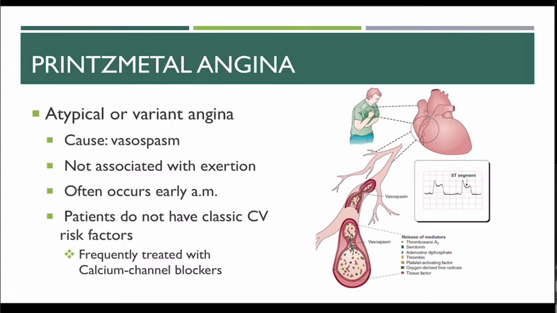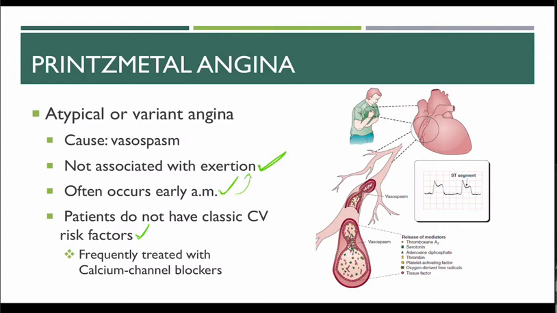So the coronary vessels have smooth muscle in them. If the smooth muscle spasms, it will constrict down on the vessel and reduce blood flow and cause chest pain. So it's angina because it's chest pain from a blood oxygen mismatch between supply and demand in the heart, but the cause is completely different. It's typically not associated with exertion. It most often occurs very early in the morning, where they're experiencing chest pain in the morning, again, not in relation to exertion. These patients rarely have classic cardiovascular risk factors because it's not a coronary artery disease. So it's a separate thing.